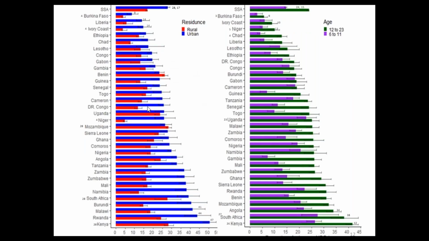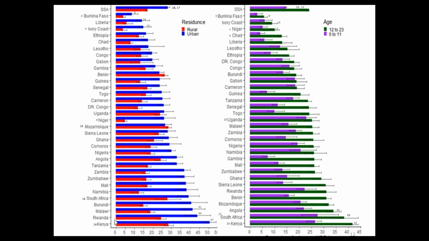This bar graph with confidence intervals shows results by residence and by age group. The red color indicates rural residences who have good food practice, and the blue color indicates urban residences. In urban residences, the maximum is found in Kenya: 47%, about half of children who live in Kenya, have adequate minimum dietary diversity.